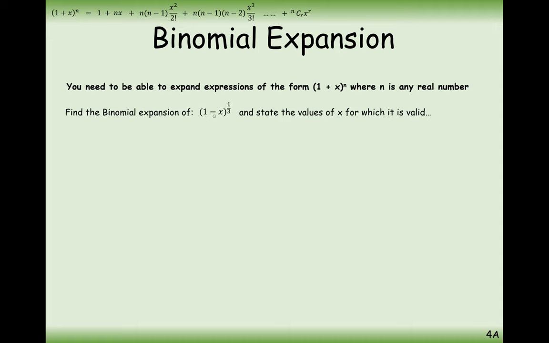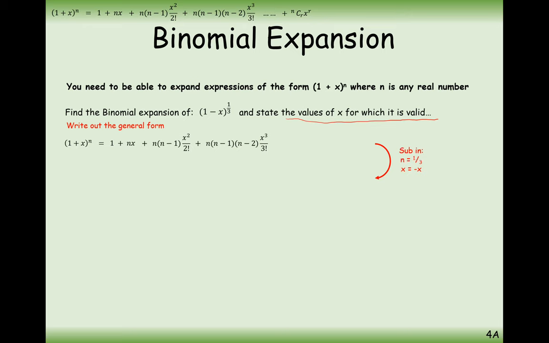Okay, so now we're going to move on to 1 minus x to the power of a third, and we're going to state the values of x which are valid. We'll have a look at what this sentence means at the end, but we're going to now just expand 1 minus x to the power of a third. So in this case, that's going to be the cube root of 1 minus x. We're going to substitute it into this formula that we've got here.